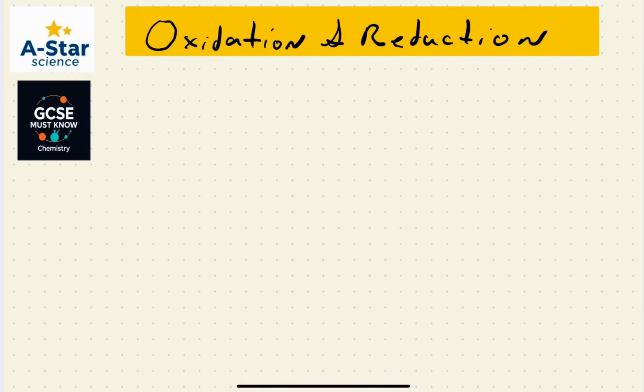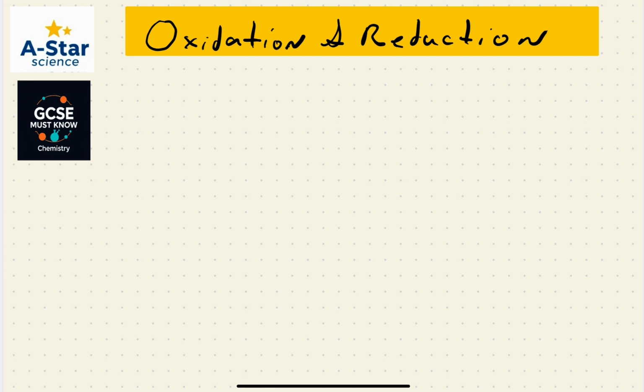Welcome back to A-Star Science, our GCSE must-know chemistry series. Today we're going to be talking about oxidation and reduction. If you want to learn more about oxidation and reduction, you can watch my video on half equations, where I go into oxidation and reduction in regards to half equations and electrolysis a bit more in depth.